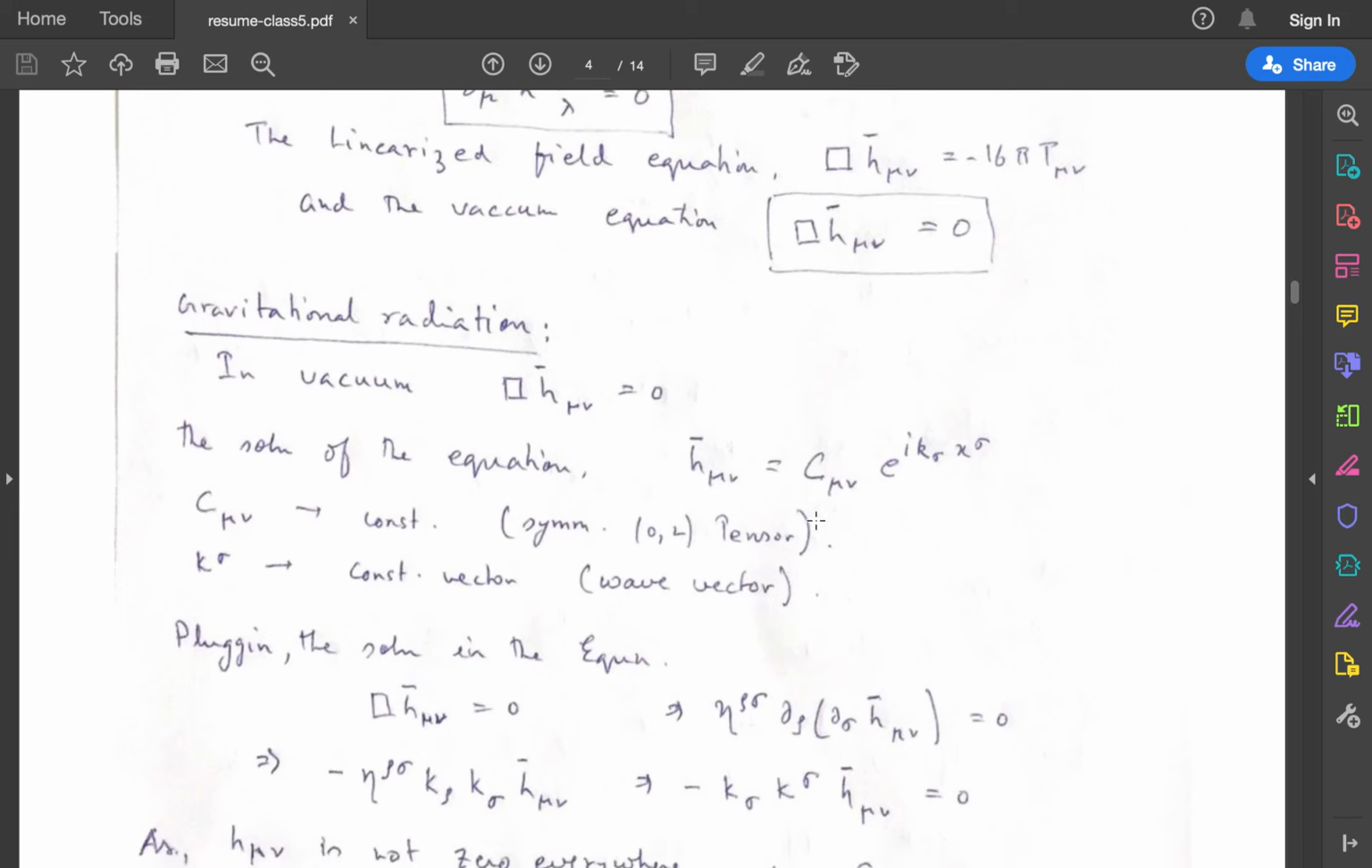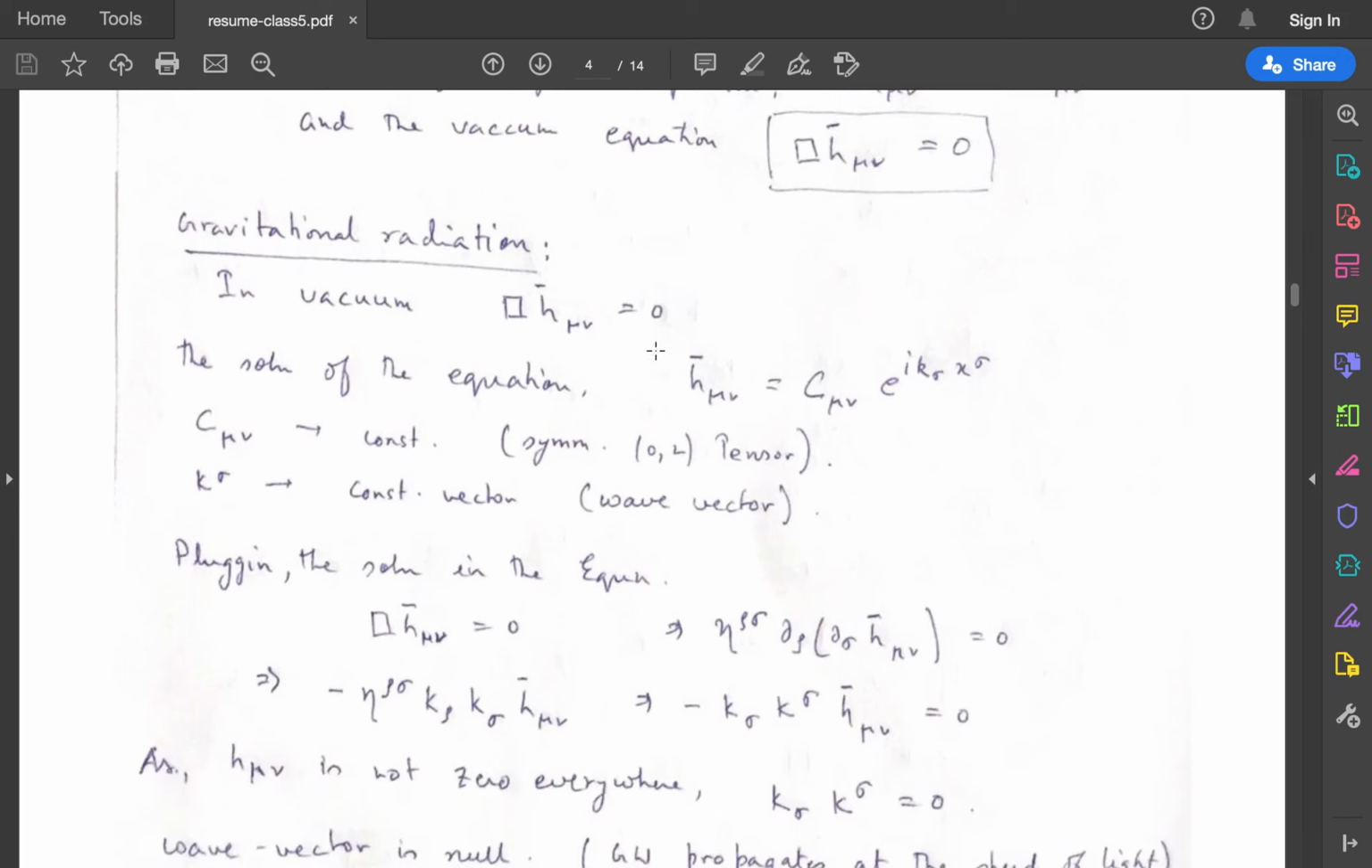So in vacuum, this is the condition. And we know how to solve this, right? This is the relativistic wave equation. We assume some solution which is usually of this form, and then we take the real part of it to have the entire solution.